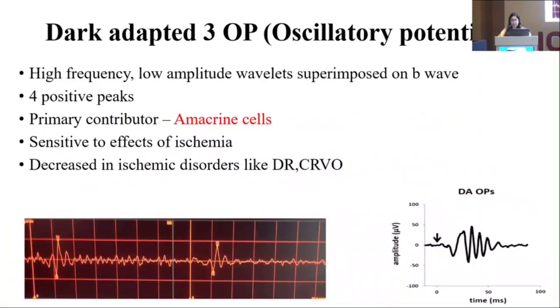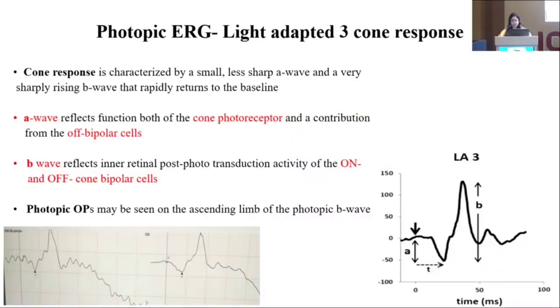Dark adapted 3 oscillatory potentials are low amplitude wavelets superimposed on the B wave. Primary contributor is amacrine cells. It's sensitive to effects of ischemia and decreased in ischemic disorders like DR and CRVO.